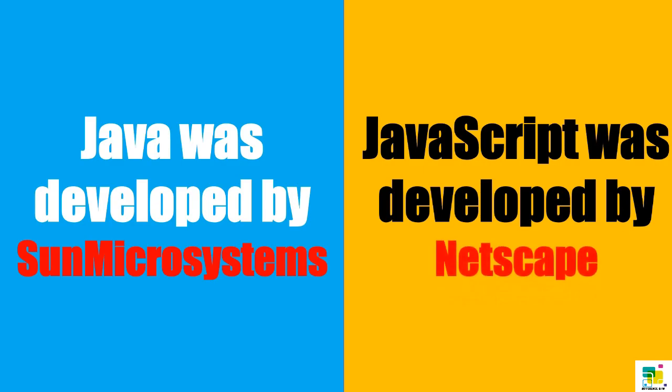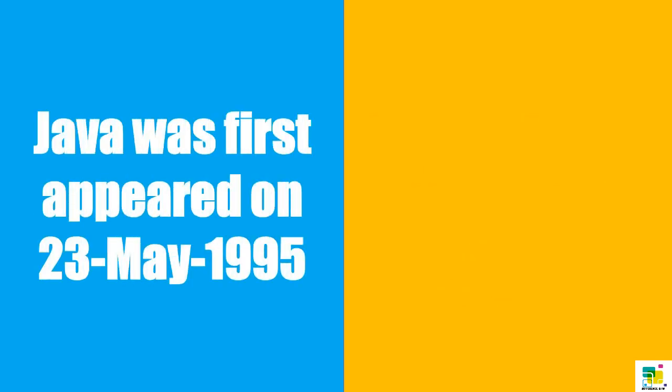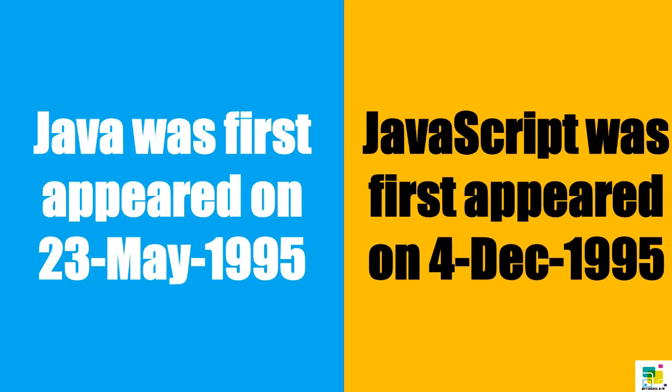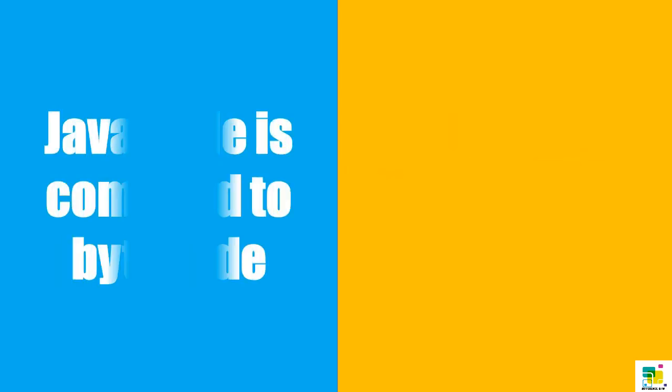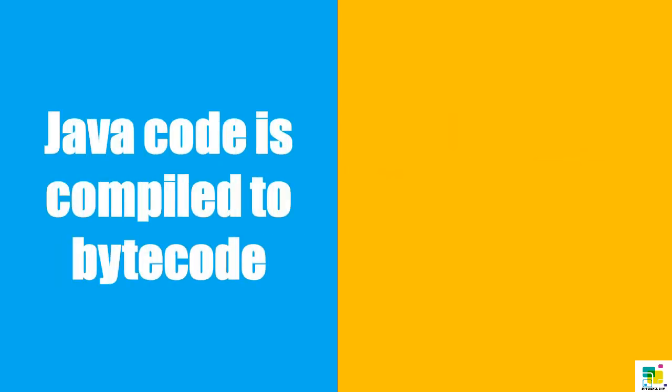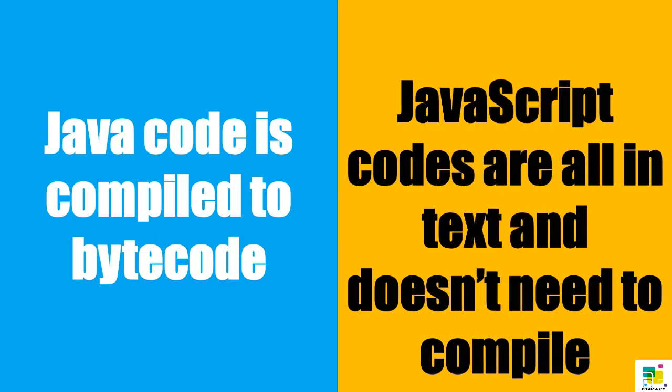And JavaScript was developed by Netscape. Java first appeared on May 23, 1995, and JavaScript first appeared on December 4, 1995. Code in Java is compiled to bytecode, and bytecode is a special code which is platform independent. But in JavaScript, code is all text and doesn't need to be compiled.